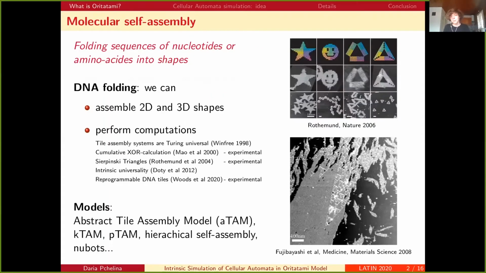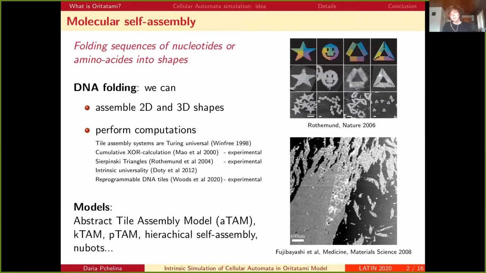In molecular assembly, the sequences of nucleotides are folding into shapes. This is an active area of research, gathering both theoretical and experimental results. Today, with DNA folding, we can assemble complex 2- and 3-dimensional shapes at the nanoscale, like you can see in this picture on the top. It's impressive. But moreover, we can perform computations with DNA.